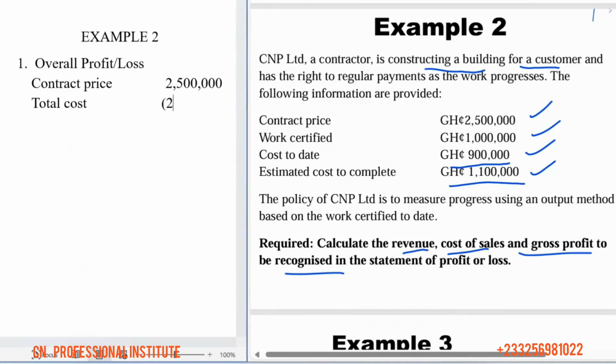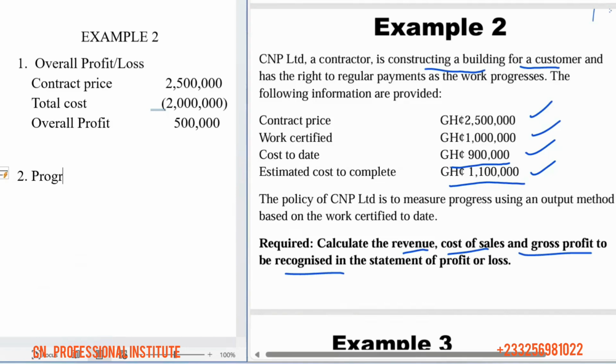So we bring 2 million here, and then this is what we're going to have. You could see there's overall profit. So this contract is not onerous. There's overall profit of 500,000. Then step 2 is we go and apply what we call our progress. Are you following? So step 2, our progress.